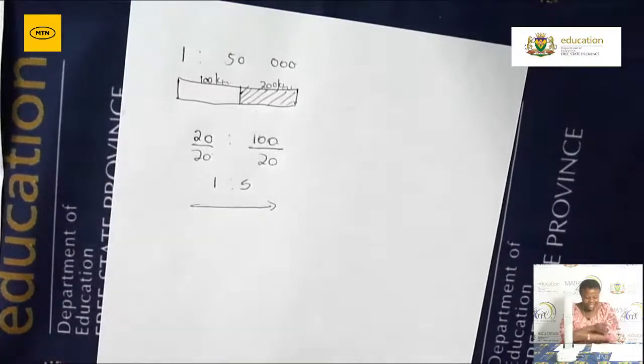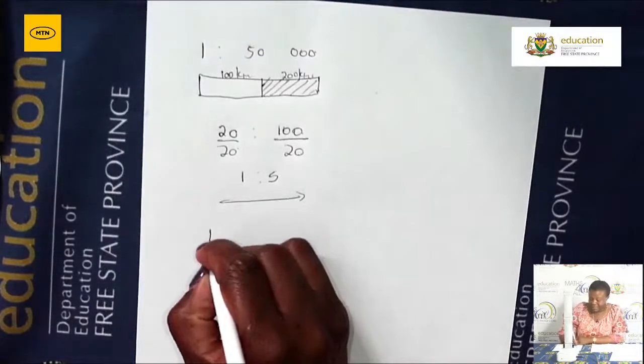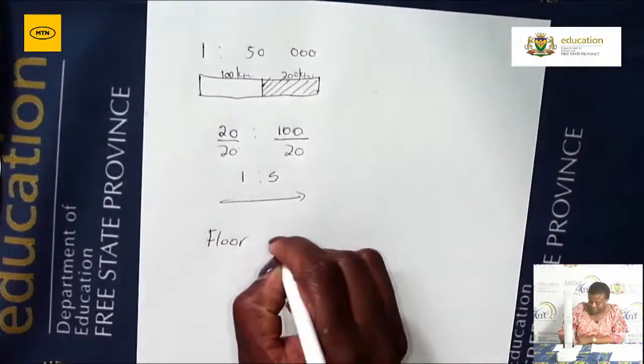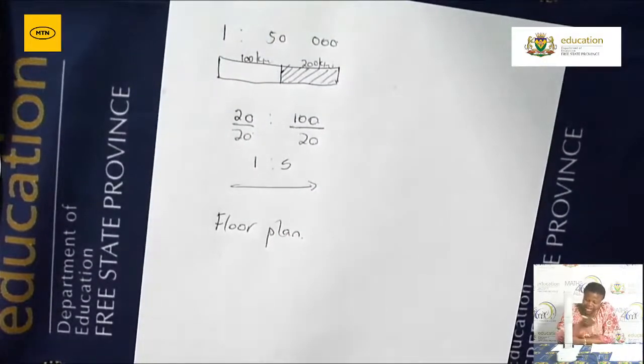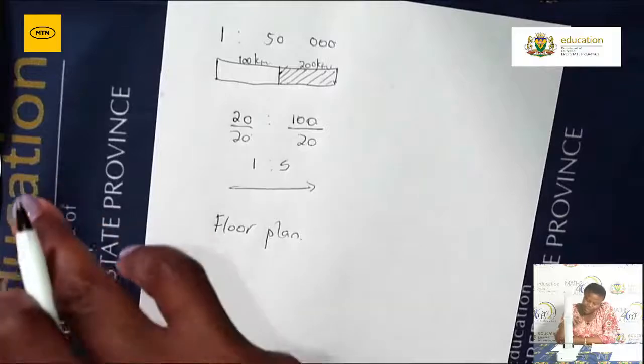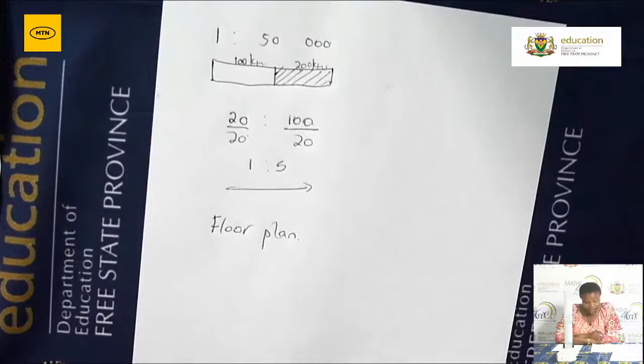And we come to the layout plans. So the most common question that is asked there is the floor plan. With the floor plan, we are talking about the top view of the structure that you are looking at, the top view of the house that you are looking at. That's when we talk of the floor plan.